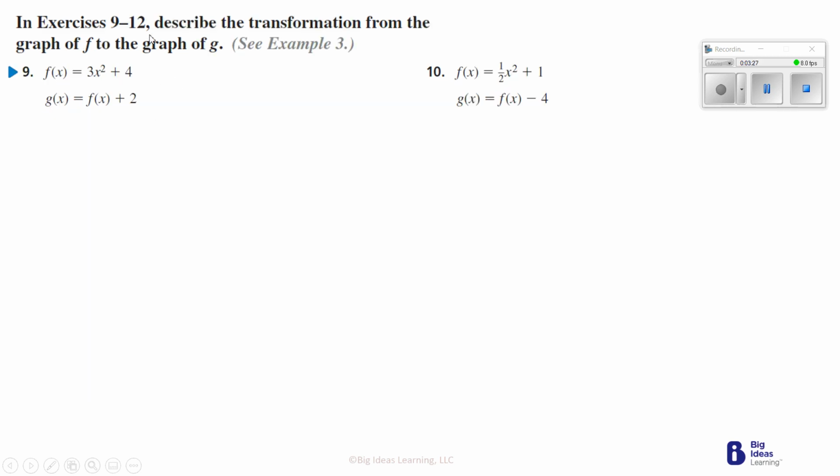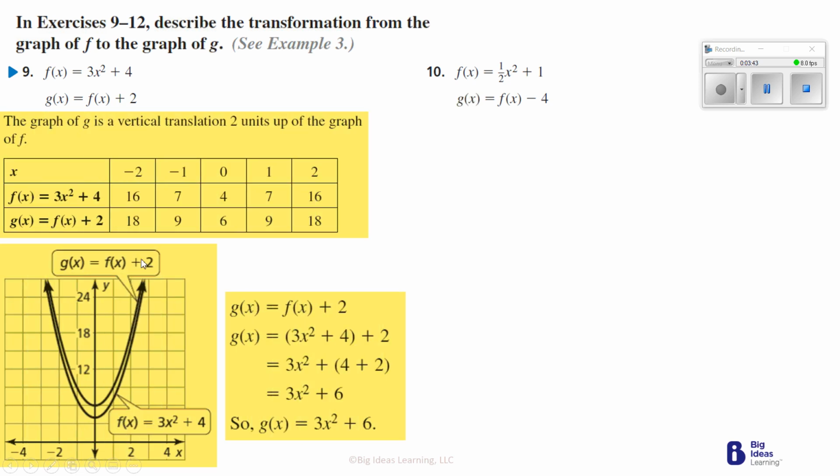Number 10 says, describe the transformation from the graph of f to the graph of g. The graph of f is 3x squared plus 4. The graph of g is f of x, which is this, plus 2. Well, this means we're adding 2, right? So this is going to be a vertical translation 2 units up. We're just adding 2 to this. All right, so number 10 is yours to do.